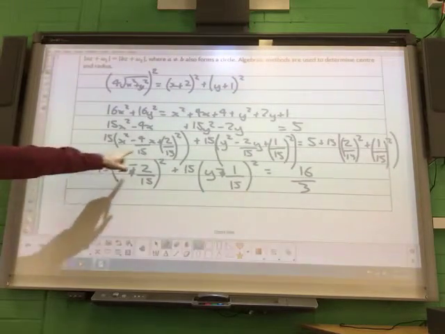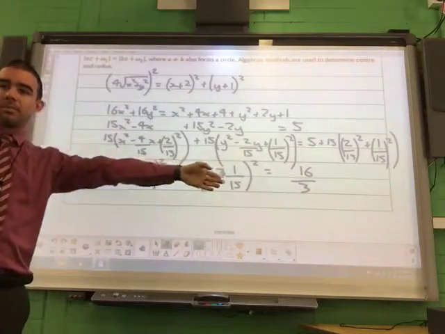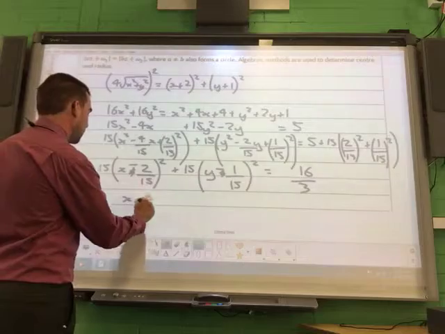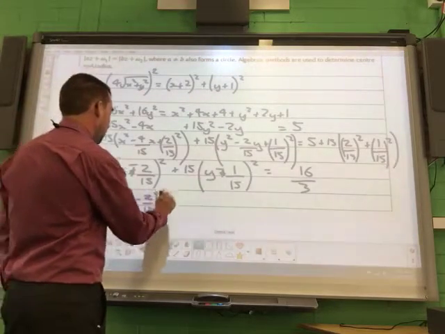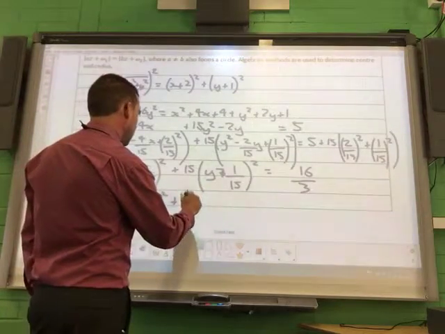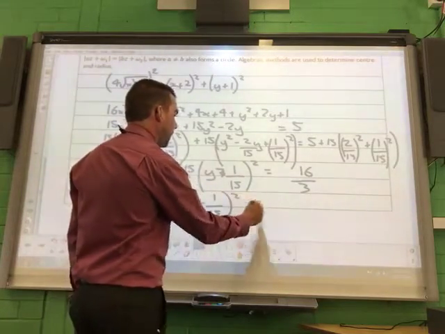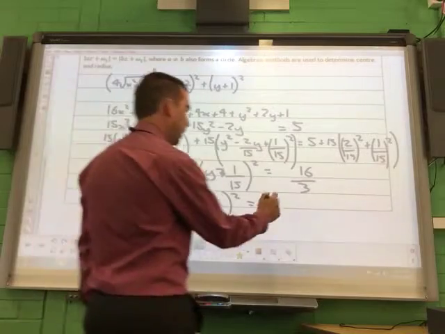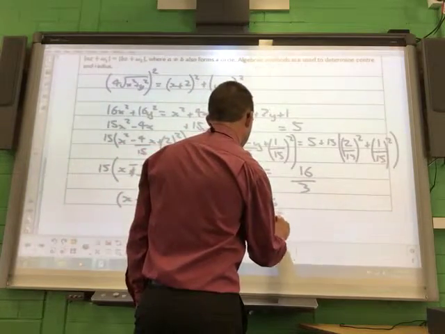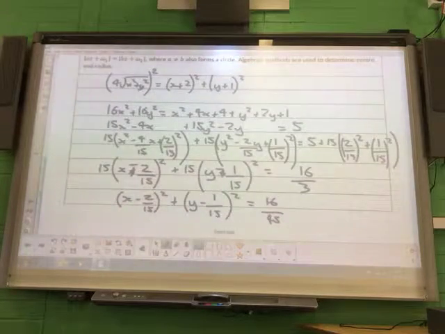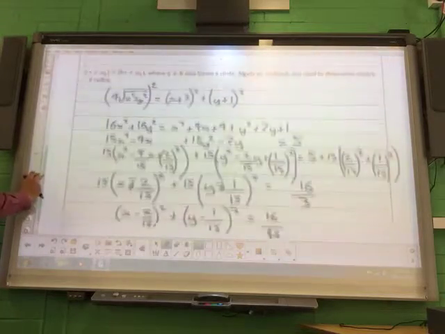Okay, so both these have a factor of 15, so I'm going to divide on the other side by that. So that means my x take away 2 on 15 squared plus my y take away 1 on 15 squared is going to be 16 over 45. And look at that, 16 and 45 are two square numbers, which makes it a bit easier in terms of what I need to do.